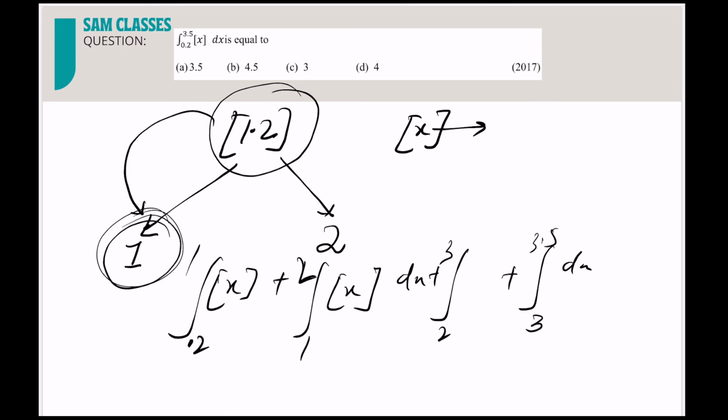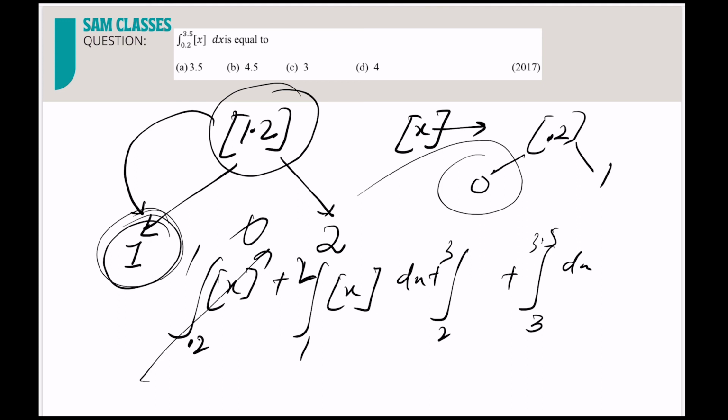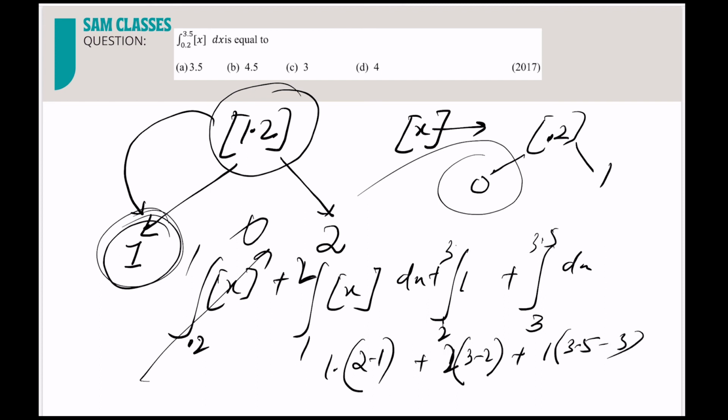So any value from 0.2 to 1, what will happen? It is between 0 and 1. So what is the least integer here? 0. So this whole thing is gone. Now this will be 1. So 1 into 2 minus 1, plus this will be again 1. So 1 into 3 minus 2, plus this will be 2, since from 2 to 3 is 2, and 3 to 3.5 is 3. That's it. So we'll get a value 1 plus 2 plus 1.5, that is equal to 4.5. Clear? So very simple question.